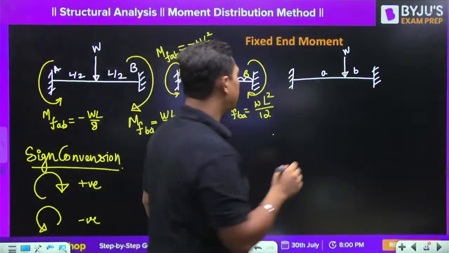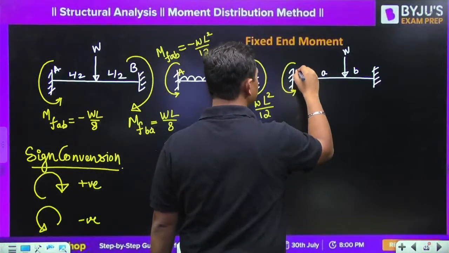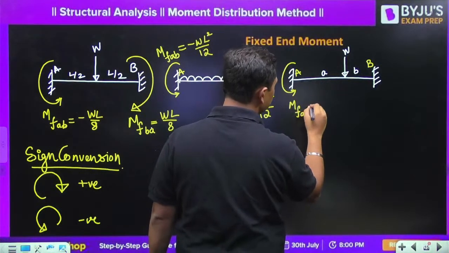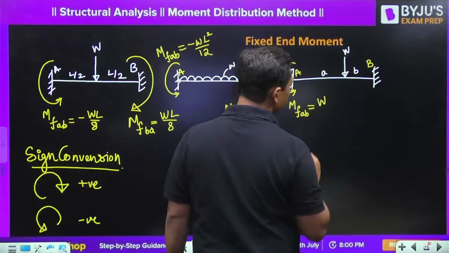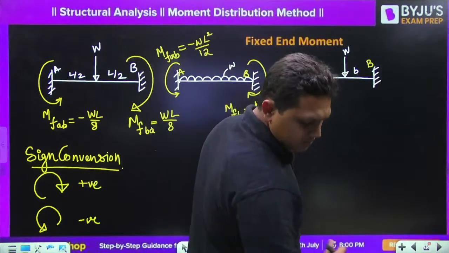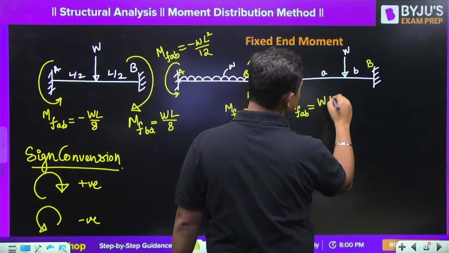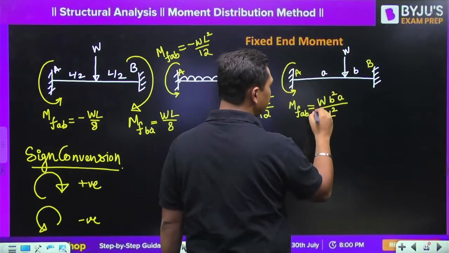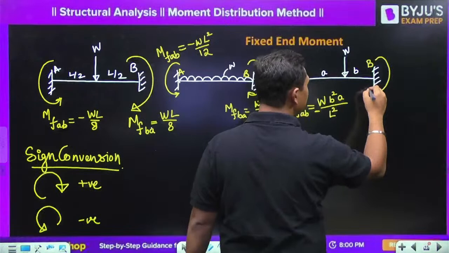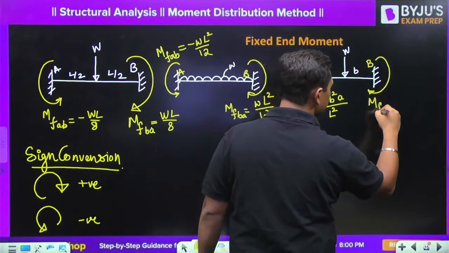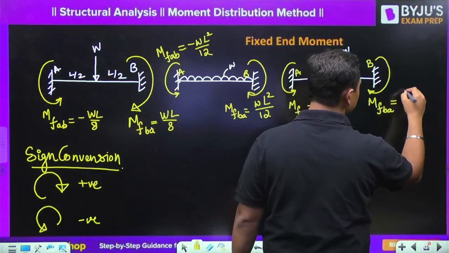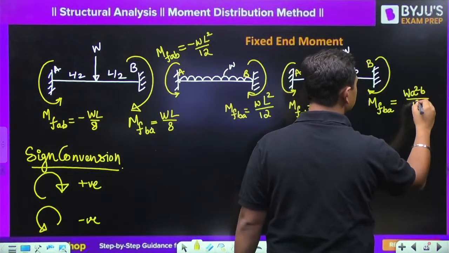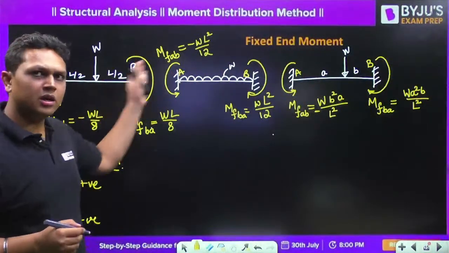And lastly, in this particular case, this is A, this is B. Fixed end moment AB is equal to W B square A upon L square, and since this is anti-clockwise, it is going to be negative, and the fixed end moment BA is equal to W A square B upon L square. So like this you can find out the fixed end moments.